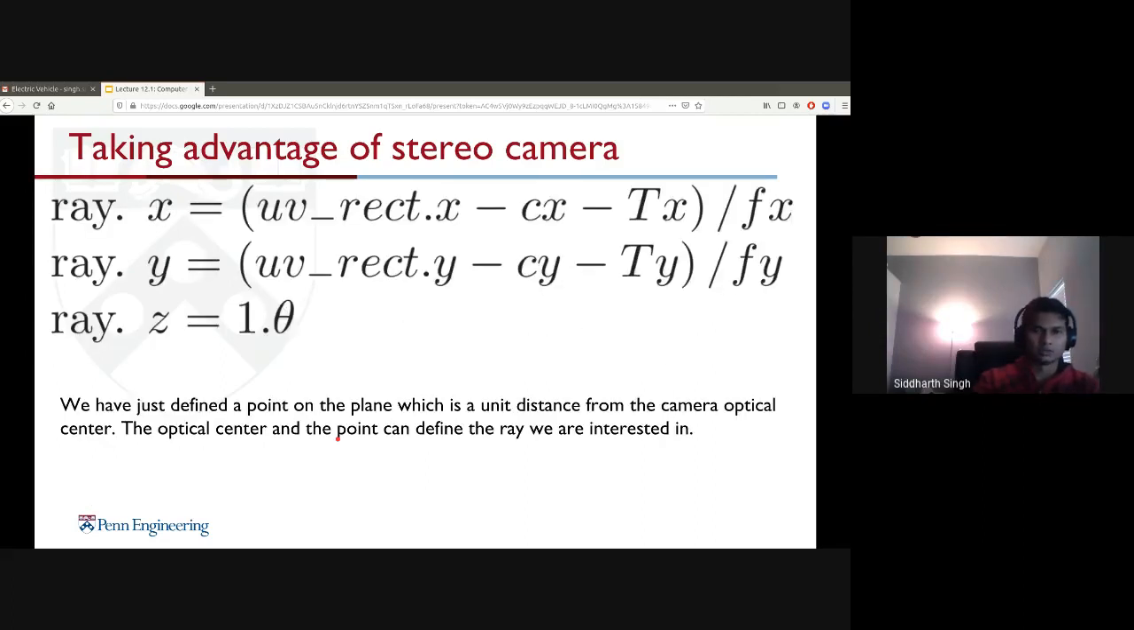And the simple thing that you have to do is that the ray x will be the pixel x minus cx minus dx, the optical center and the translation. The ray y will be the pixel y minus optical center minus dy, both divided by the focal length. Simple pinhole camera lens model. I'll get the ray, the xyz, in the image plane, right?